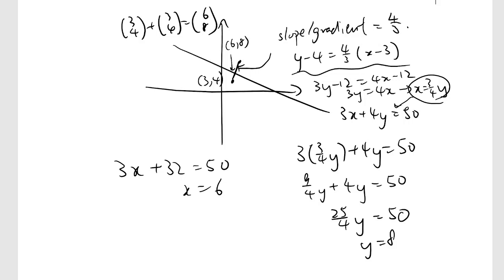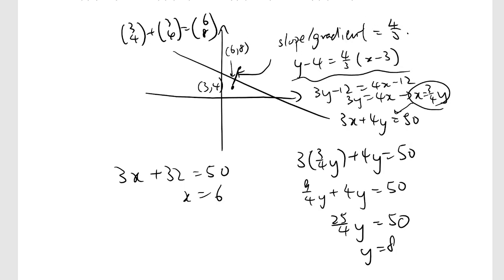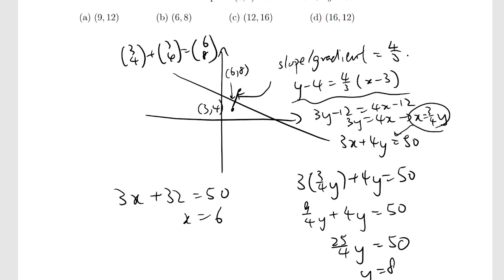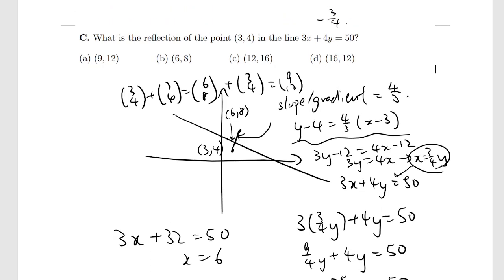So we have to move another (3, 4) to get to the point we want. Okay, so what is (6, 8) plus another (3, 4)? That would be (9, 12). So the reflection point is (9, 12).